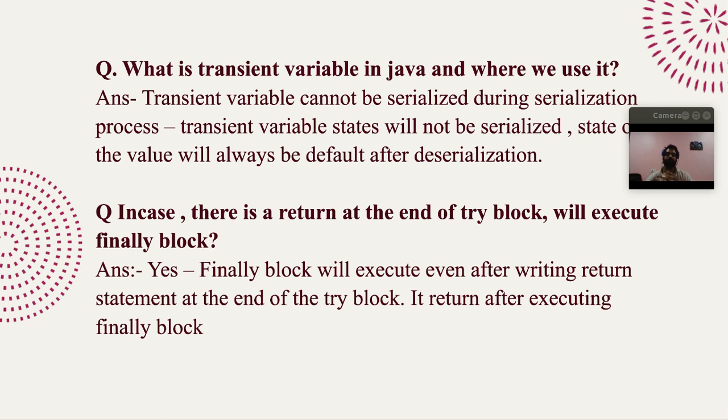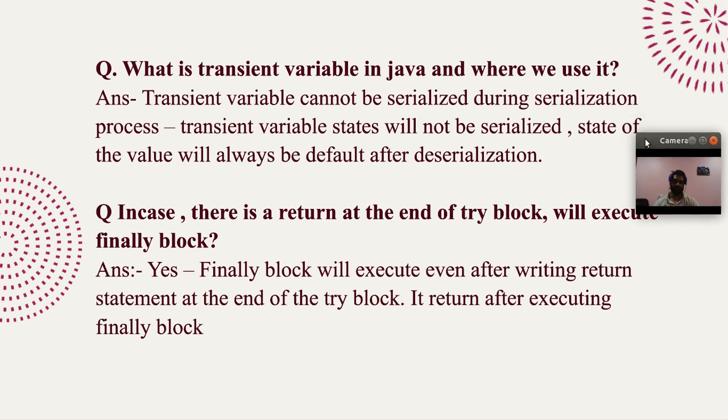So here the transient variable cannot be serialized during the serialization process. So the transient variable state will not be serialized, and the state of the value will always be default after deserialization. Let's say that if I have marked any member variable of a class with transient, then at the time of deserialization, it will have a default value. If it is an integer, then it will contain 0. If it is a string, then it will contain null, right? So this is about a transient variable.